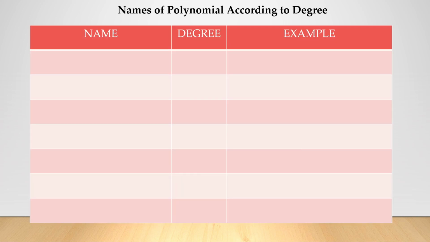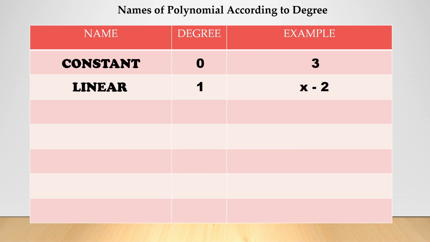After identifying the degree, you can actually name the polynomial according to its degree. The first one is the constant polynomial. This is a polynomial with degree of 0. An example of this is 3, a constant term. Next, we have the linear polynomial. This is a polynomial with degree of 1. For example, you can have x minus 2. Then the quadratic polynomial. This is a polynomial with degree of 2. For example, you can have 2x squared plus 2x minus 1, a polynomial with degree of 2.